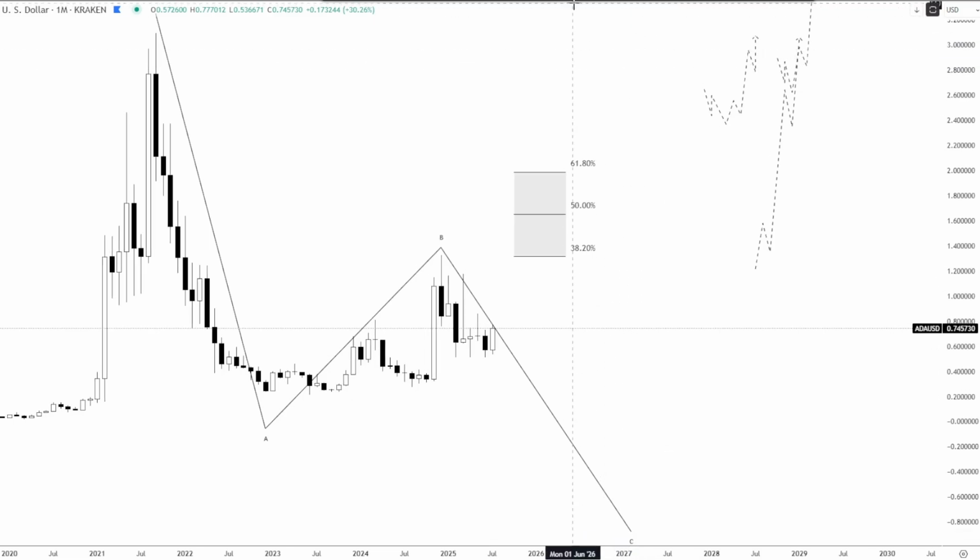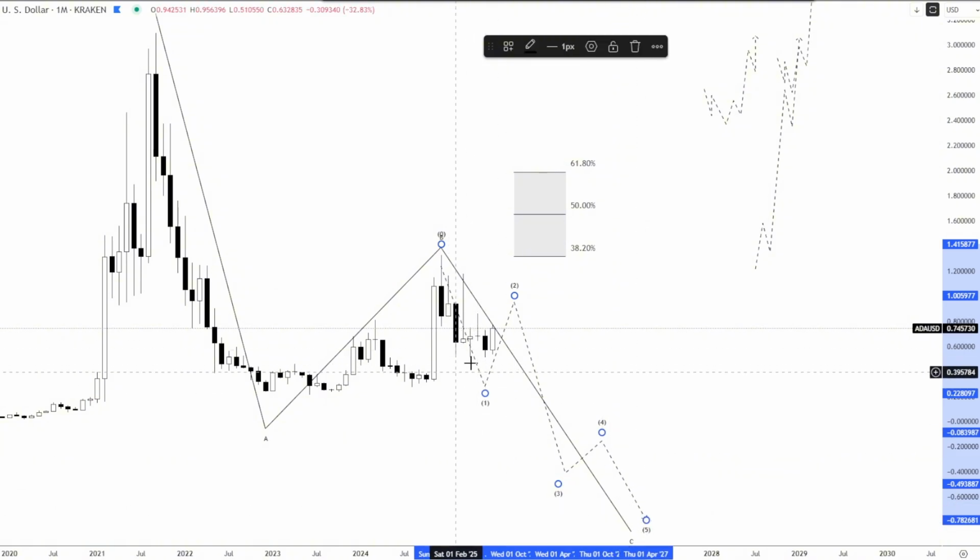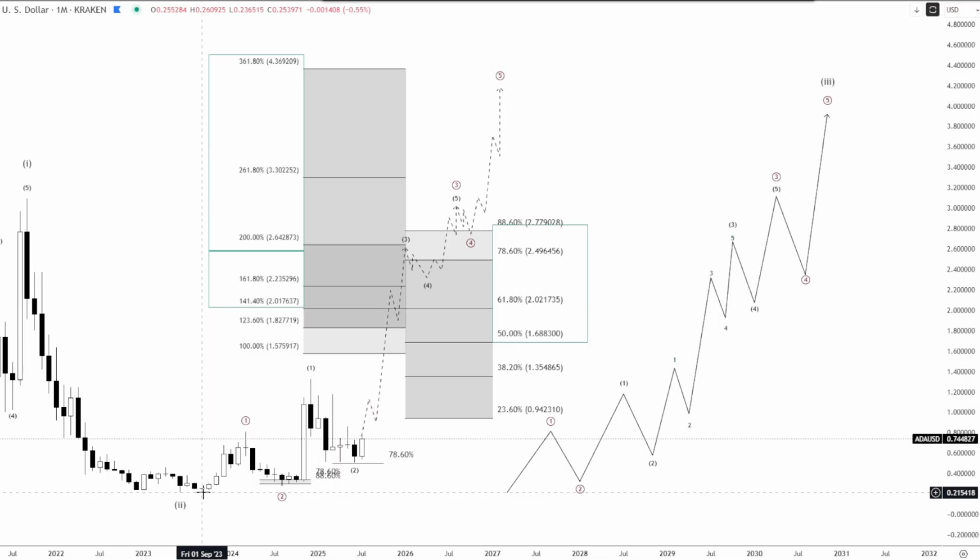And let's also dissect the wave C. It should be an impulse then. We would be in the second wave. First wave we already did, and the second wave we are working on now, before eventually going into the third wave to start the capitulation phase. This is the most bullish scenario I could think of right now. This is the 1-2, 1-2 setup.